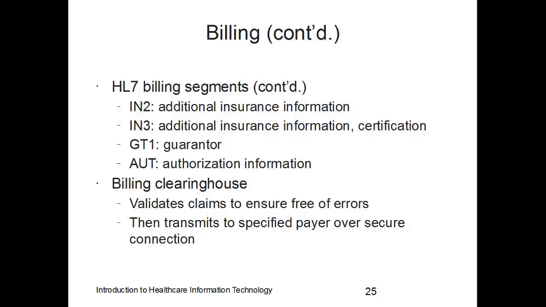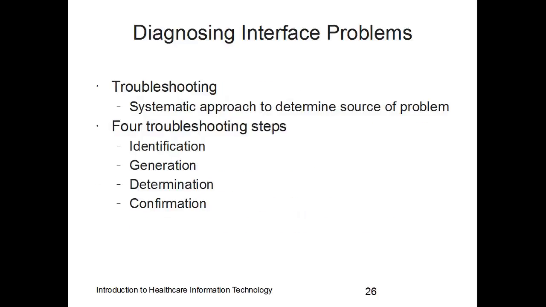From here, the bill may be sent to a billing clearinghouse, and this will validate the claims to ensure that the bill is free of any errors. Then the bill will be transmitted to a specific payer over a secure connection. Our next topic we'll talk about is diagnosing interface problems. And when you have any kind of problem like this, what you're really doing is troubleshooting. This is the systematic approach to determine the source of the problem. And there are 4 troubleshooting steps. You have identification, generation, determination, and confirmation.